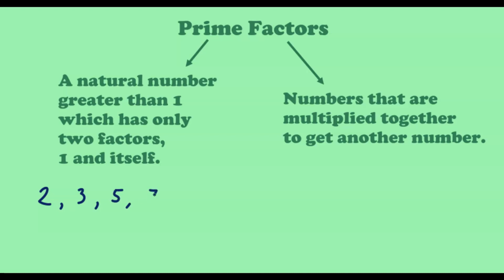The prime number after that is 7. Then we have 11. We have 13. The next prime number is 17. Then we have 19. We have 23, and so on. So these are examples of prime numbers. Now, how do we find the prime factorization of a number?